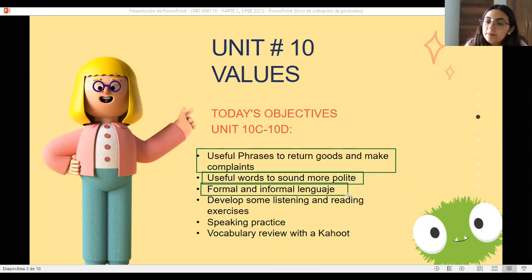So then through all the class, we will be making some listening and reading exercises. You will have a speaking practice. And finally, we will make a Kahoot. Okay, so this is going to be like the structure of today's class. And I think we are ready to start with our phrases to return goods.